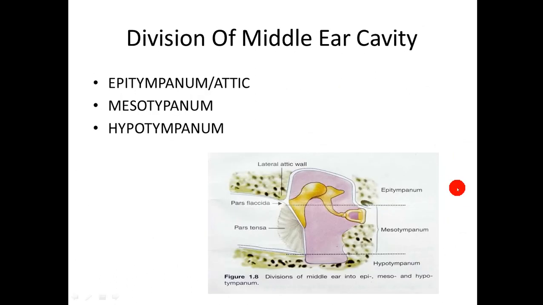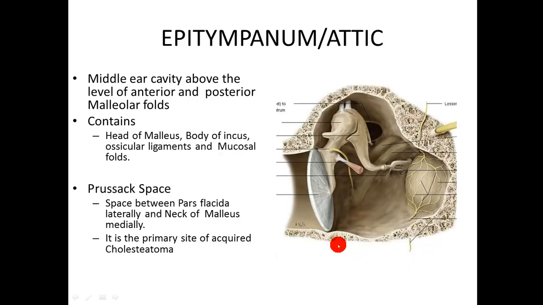The tympanic cavity is again divided into three parts. This is the attic portion above the ossicles. This is the mesotympanum, which is opposite the tympanic membrane, and this is the hypotympanum.